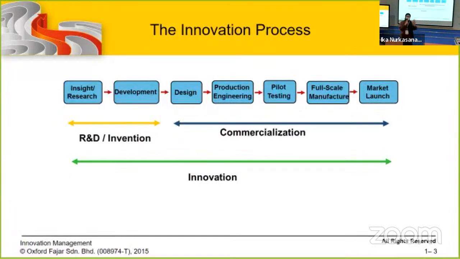Again, how many steps are involved? All 7. There are 7 processes involved. The first 2 are involved in the invention, and the rest are involved with the commercialization.